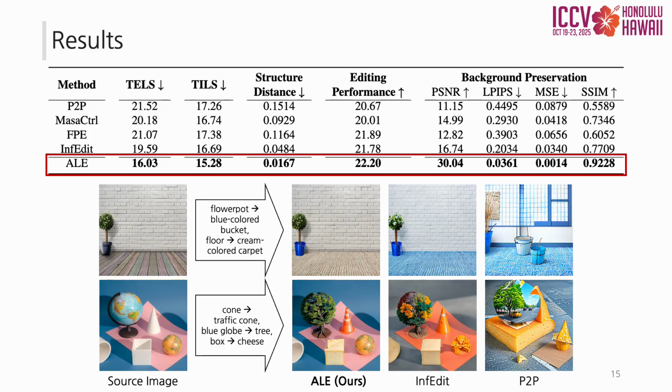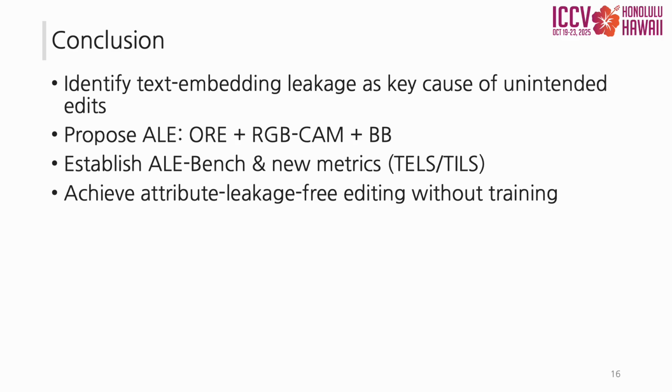As shown here, ALE achieves clear separation between edited and untouched regions, while baselines still suffer from noticeable attribute leakage. In summary, we identify text embedding leakage as the core cause of attribute leakage, and we propose ALE with three key modules: ORE, RGB-CAM, and BB. We also introduce ALE-Bench with two new metrics, TELS and TILS. And we achieve attribute leakage-free editing without any training.